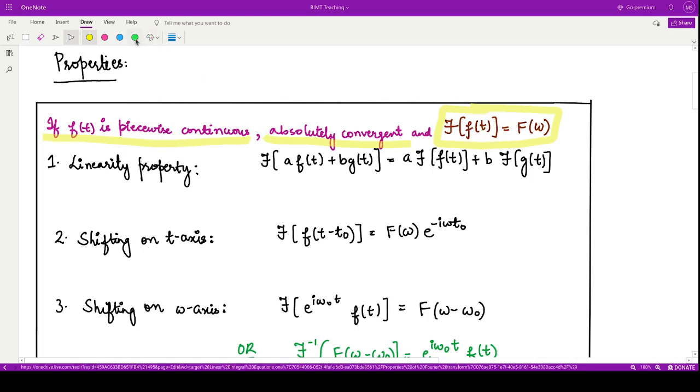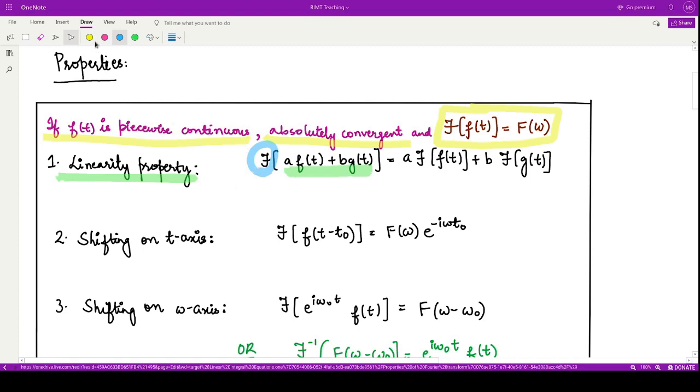So the first property over here is the linearity property. Now this property tells you that when you take the Fourier transform of any linear combination of two functions, it would be the linear combination of the Fourier transforms of those functions. So all in all, you can clearly see that the Fourier transform is a linear operator.